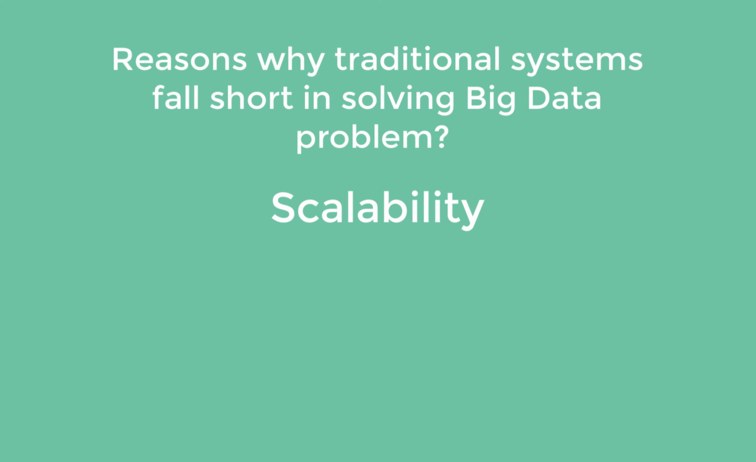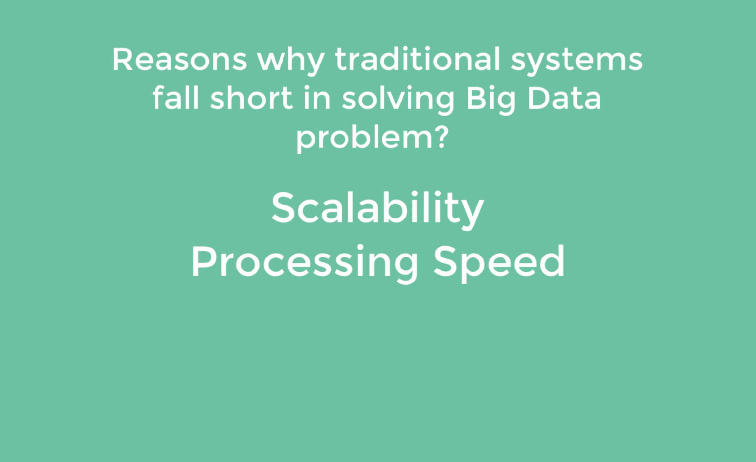Correct? And architectural changes. Okay, then another one is processing speed. Traditional systems are optimized for processing small to medium sized data sets, and processing large scale data effectively requires parallel processing across multiple machines. Correct? And traditional systems lack these distributed computing capabilities.